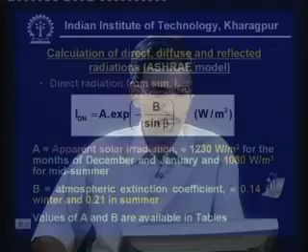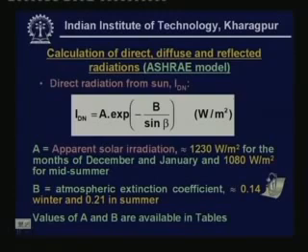So first let us look at direct radiation. Direct radiation from sun is given by I subscript capital Dn, that is equal to A into exponential within brackets minus B by sin beta, and the units are watt per meter square. Here A is what is known as apparent solar irradiation, and it takes a value of 1230 watt per meter square for the months of December and January.